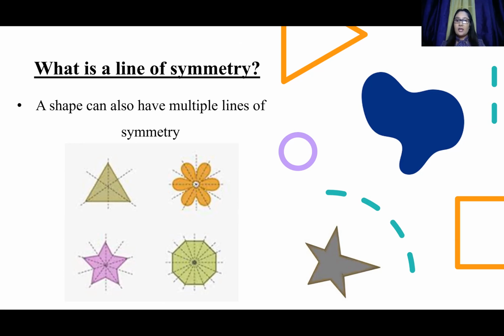Do you all understand what a line of symmetry is now? What do you think it is? Right, it's a line that passes through a shape and divides it into two equal parts. Very good. Now that we know what a line of symmetry is, we're going to move on to the characteristics of a symmetrical shape.